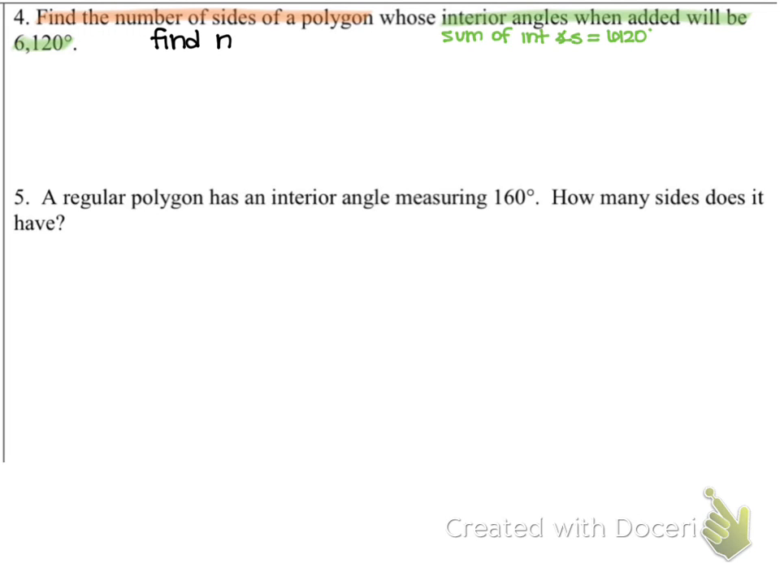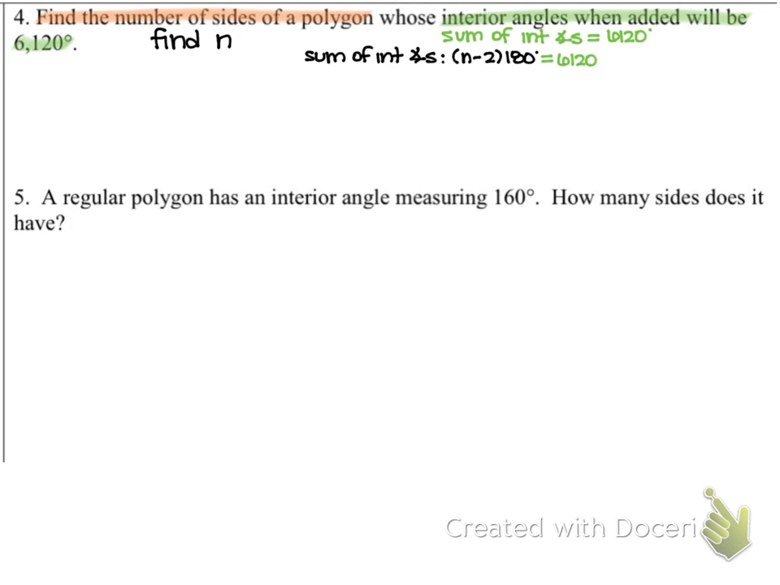Okay, so I think we need the formula for the sum of the interior angles. So, sum of the interior angles, that is the number of triangles you can cut this thing up into. So, we know we'll have 2 fewer than the number of corners, and we know then that each one of those is going to be equal to 180 degrees. Okay, this represents the sum. But I'm being told what the sum is. So let's set this equal to the sum that was given to me, which is 6120.